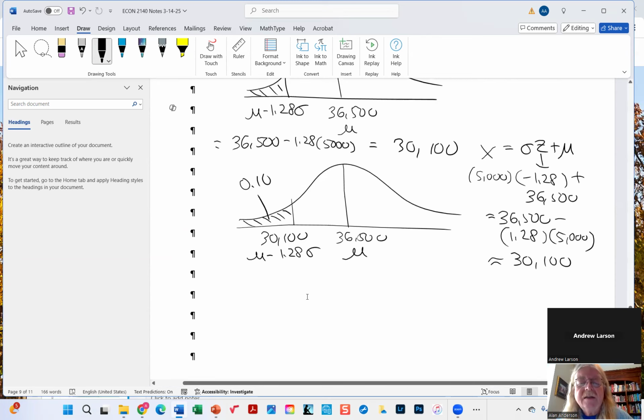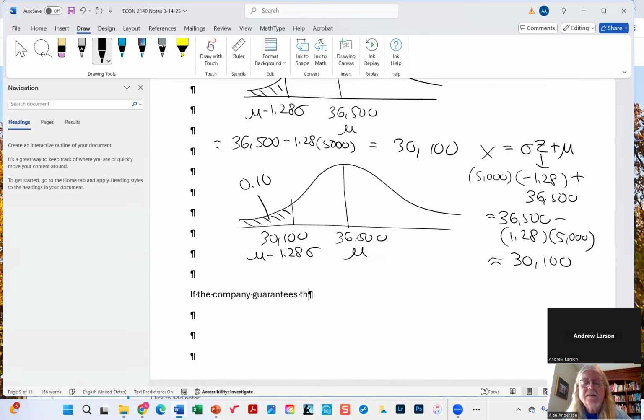So what this means is that if the company guarantees that a tire will last at least 30,100 miles, only 10% of the customers will be eligible for a replacement tire. And that's what they're hoping.